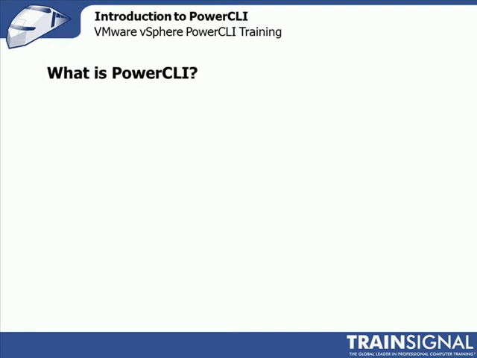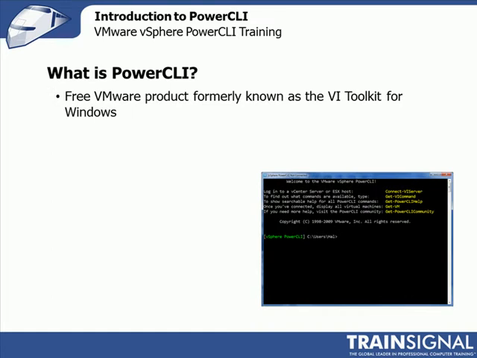Let's talk about what is Power CLI. Power CLI is a product that VMware released in September of 2008. It was initially called the VI Toolkit for Windows. This previous name is very descriptive, so let's analyze what it means. The first word, VI, stands for Virtualization Infrastructure. That refers to what is now, of course, called vSphere.